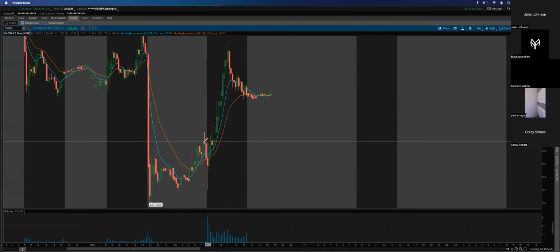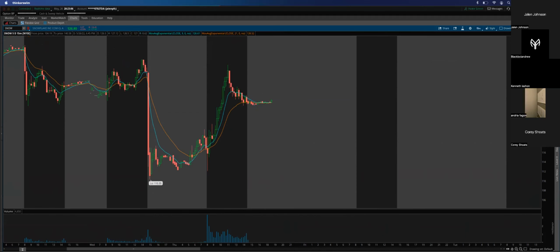So what did that mean? I just said it. What did that mean if it's below the 9 EMA? It's still bearish. So now I'm waiting for price to break back above the 9 EMA before I can consider it bullish again. So the market was pushing and we crossed above, and I know that Snow just fell on earnings. So it really can run back up.